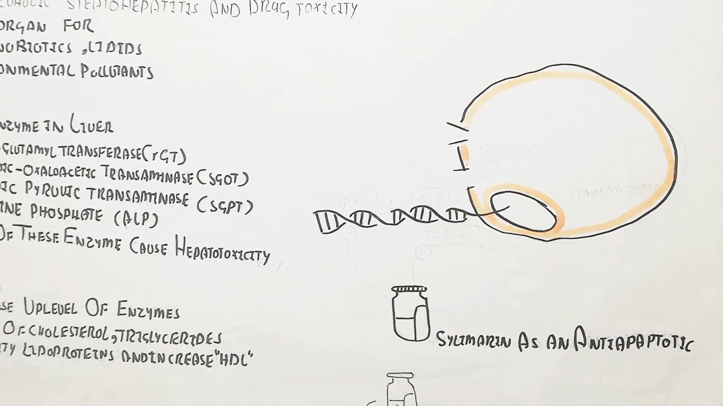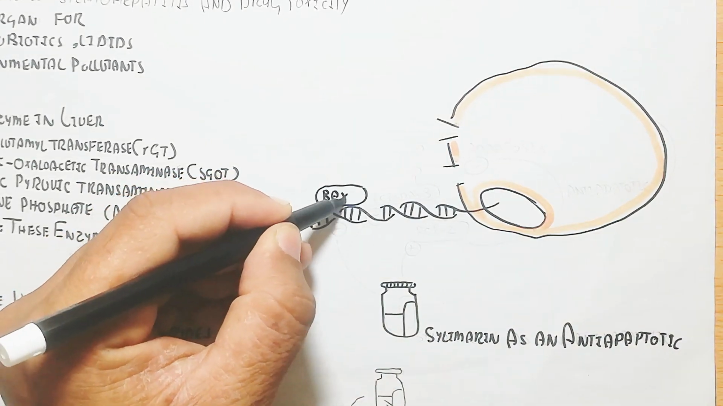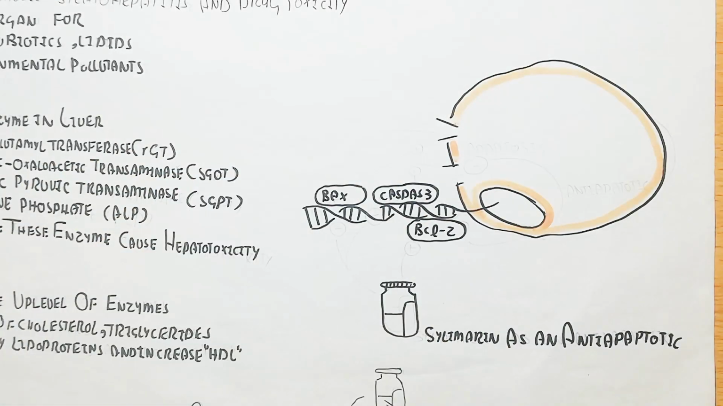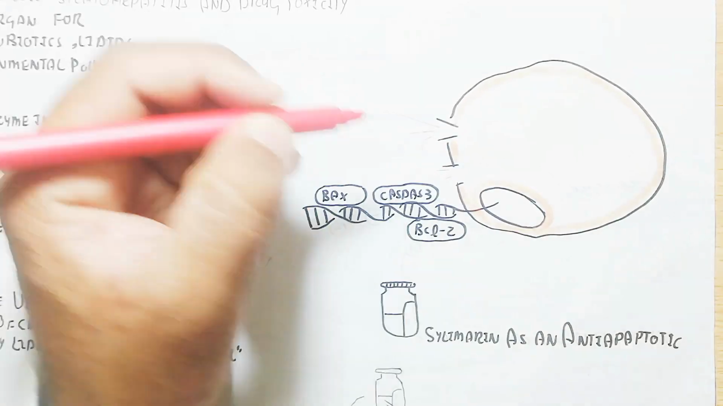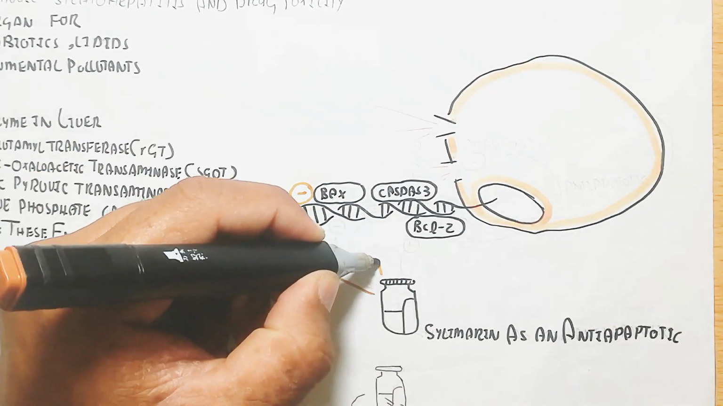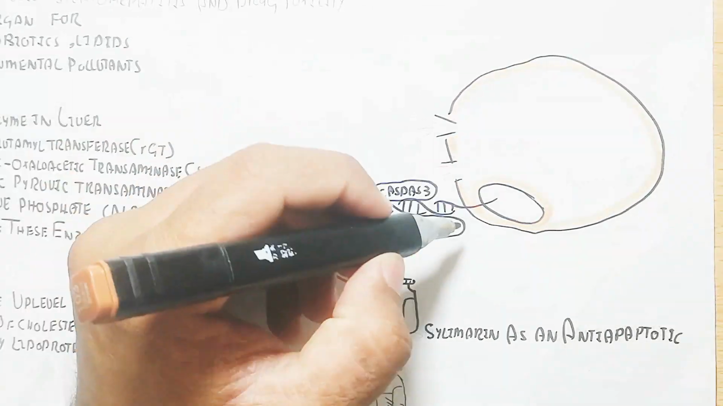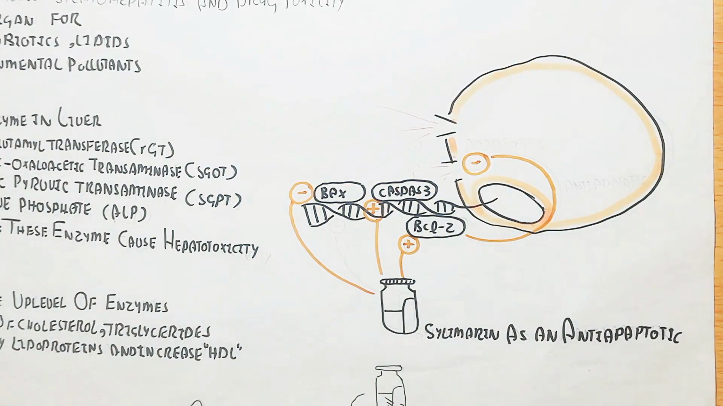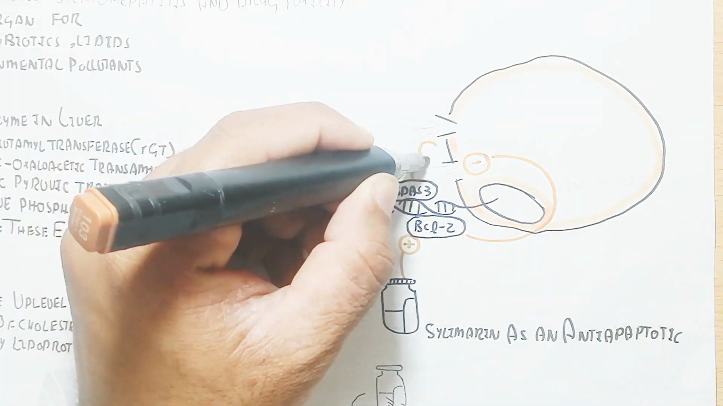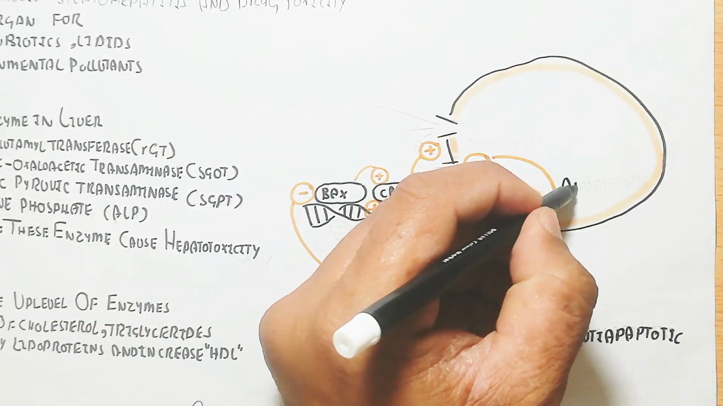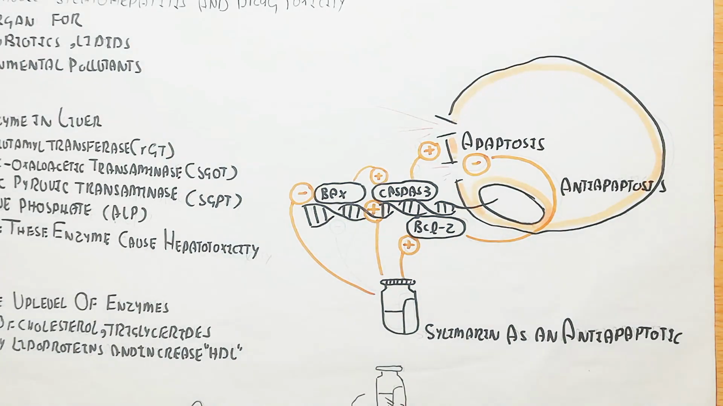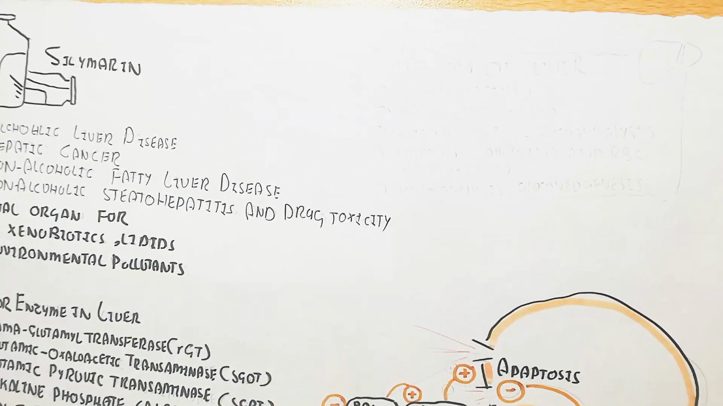Silymarin has an anti-apoptotic character in the liver. The liver cell will die if there is inflammation. So control of the inflammation leads to anti-apoptosis: BCL2 is triggered and BAX is inhibited, because BAX triggers caspase 3, leading to apoptosis. So caspase is inhibited via BAX inhibition, while BCL2 is triggered because it inhibits apoptosis.